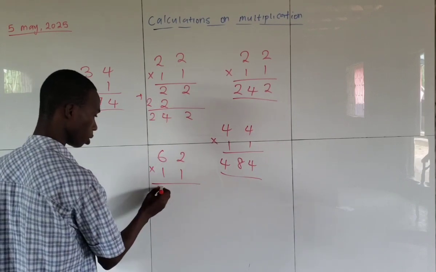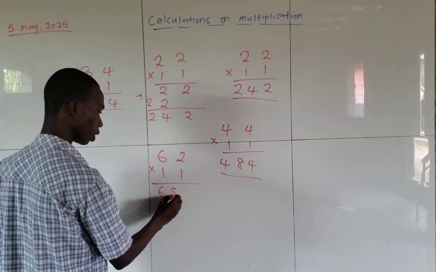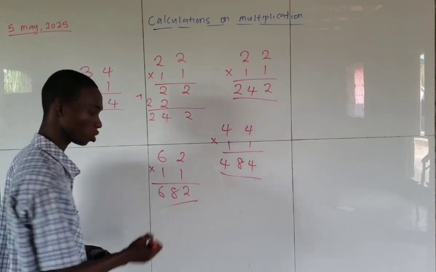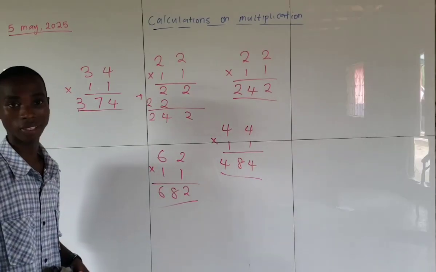Now, if we want to calculate it like I said, use the basic trick. Like this, 6 now is coming down, and then 6 plus 2 is giving us 8, and then this 2 also is coming down. You see? Something that is very, very easy and simple.